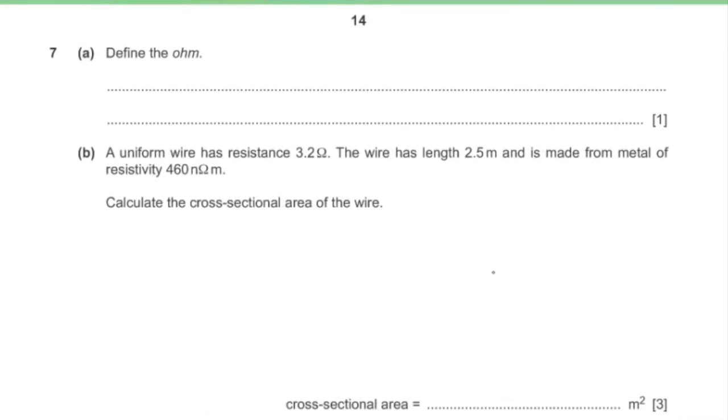Question number 7, part A, define the ohm. They are asking you to define not the resistance, but its unit ohm. So resistance is voltage divided by current. Hence, ohm is going to be equal to volt divided by ampere.